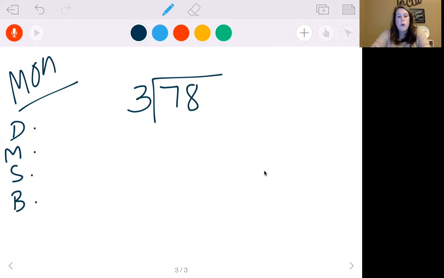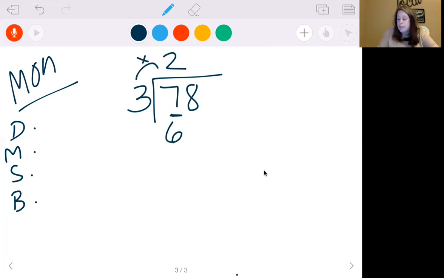So what we're going to start with is just what we did last week. We're going to see how many times 3 goes into 7 this time, not 78. 3 going into 78 is a whole bunch, right? So let's just start with this number right here. What times 3 gives us close to 7? That is 6. So 3 times 2. 3 goes into 7 2 times. We're going to multiply that. 3 times 2 is 6. Okay, then we're going to subtract. 7 minus 6 is 1.